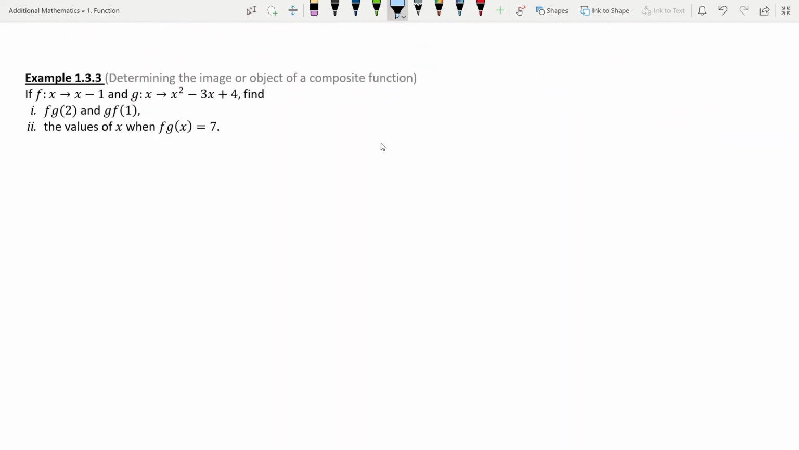Example 1.3.3. If function f such that x is converted into x minus 1 and function g such that x is converted into x squared minus 3x plus 4, find the following. We have f of x equal to x minus 1 and also g of x equal to x squared minus 3x plus 4. x is our variable. Find f of g2 and g of f1.